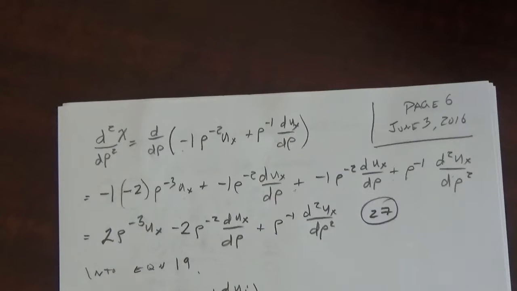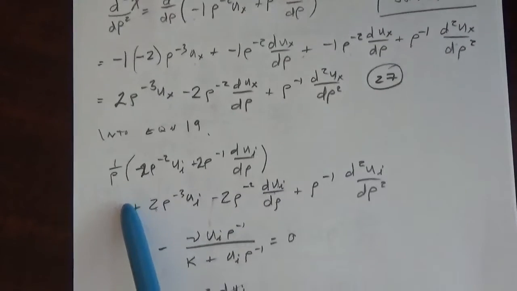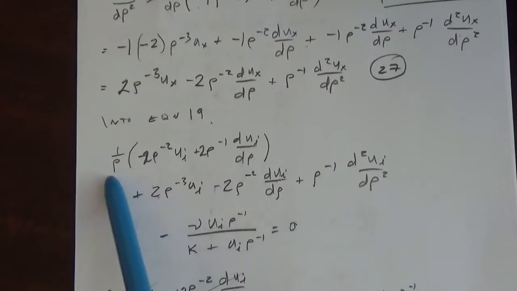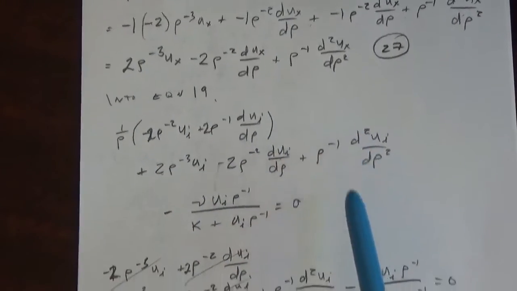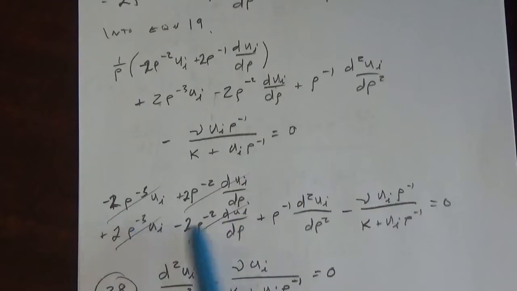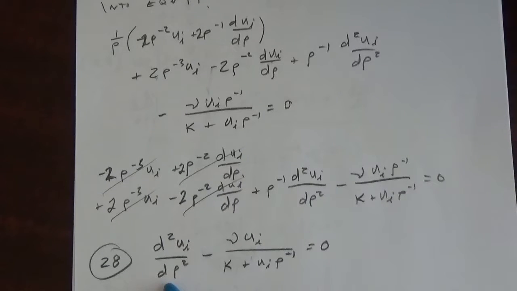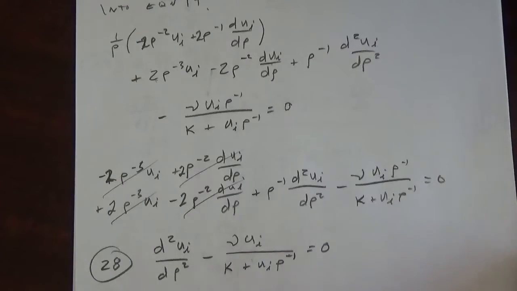Substituting those into our ordinary differential equation, we get something that looks like this. Expanding this out, we get this equation, and we have all of this cancellation, which ultimately gives us a differential equation that looks like this. So this is our ordinary differential equation for the interior.